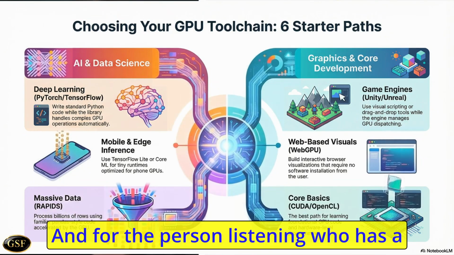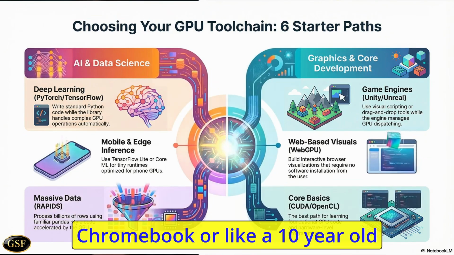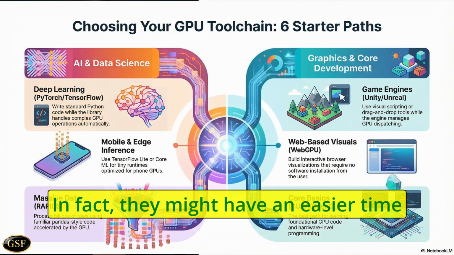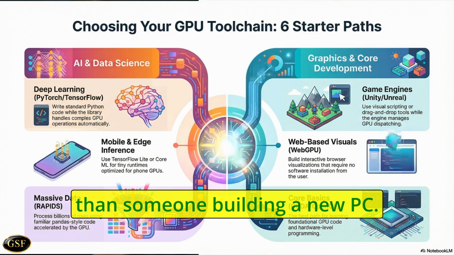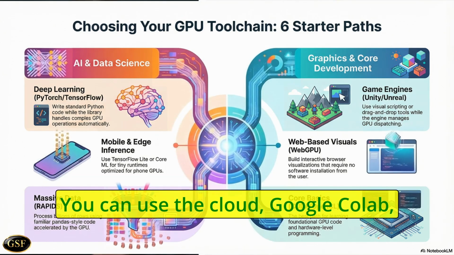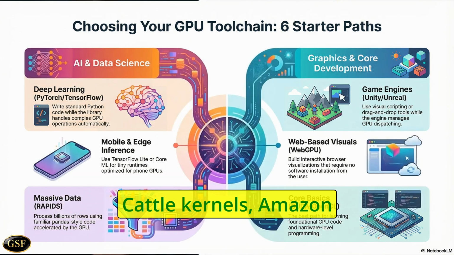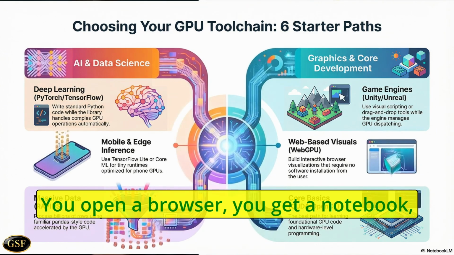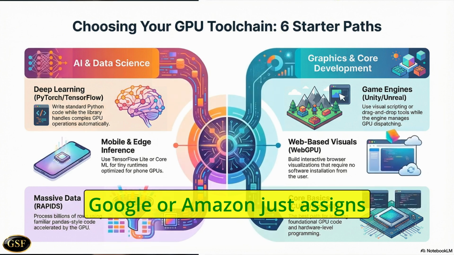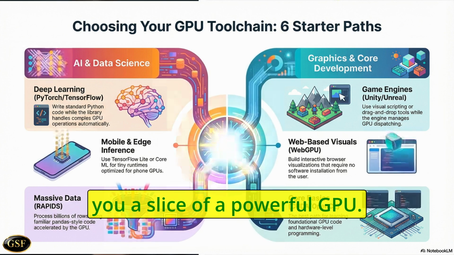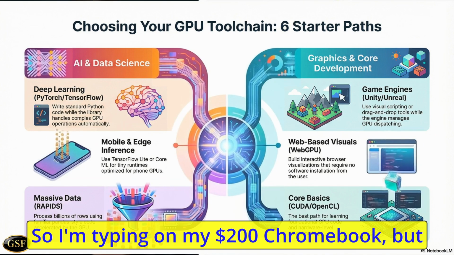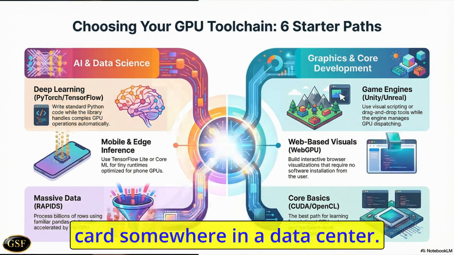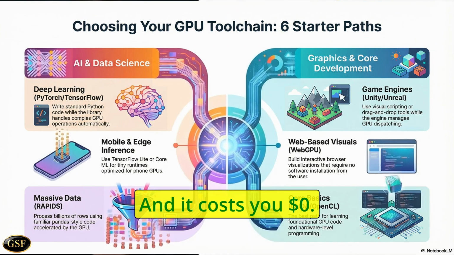And for the person listening who has a Chromebook or like a 10-year-old ThinkPad, are they just left out? Not at all. In fact, they might have an easier time than someone building a new PC. You can use the cloud: Google Colab, Kaggle Kernels, Amazon SageMaker Studio Lab. These are free services. You open a browser, you get a notebook, and on the back end, Google or Amazon just assigns you a slice of a powerful GPU. So I'm typing on my $200 Chromebook, but the code is actually running on a $10,000 NVIDIA card somewhere in a data center. And it costs you $0.